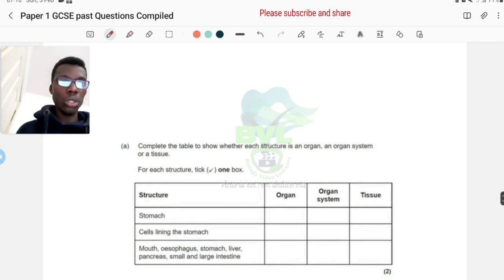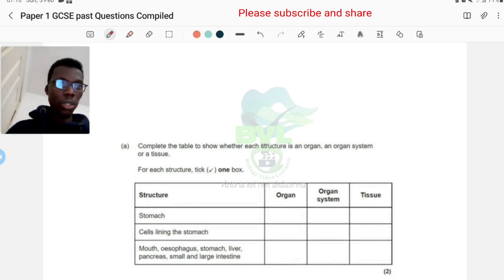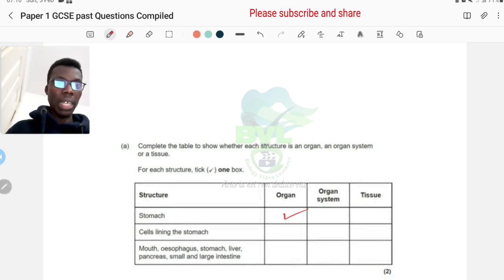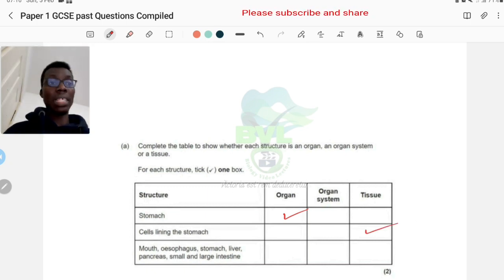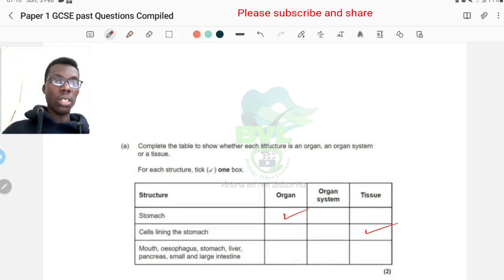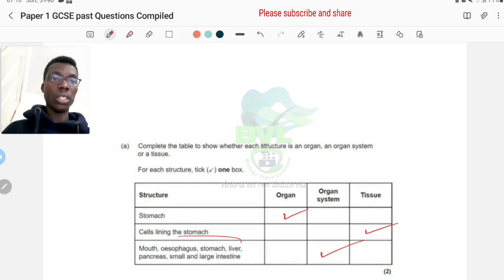Complete the table to show whether each structure is an organ or an organ system or a tissue. So stomach is an organ. Lining of the stomach is a tissue, talking about all those glandular cells, epithelial cells. The mouth, stomach, that's a system, because it's a collection of organs, as it were.